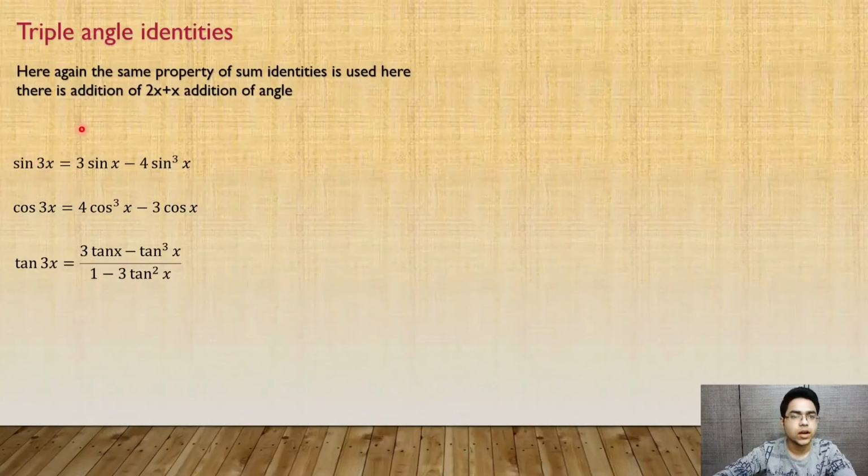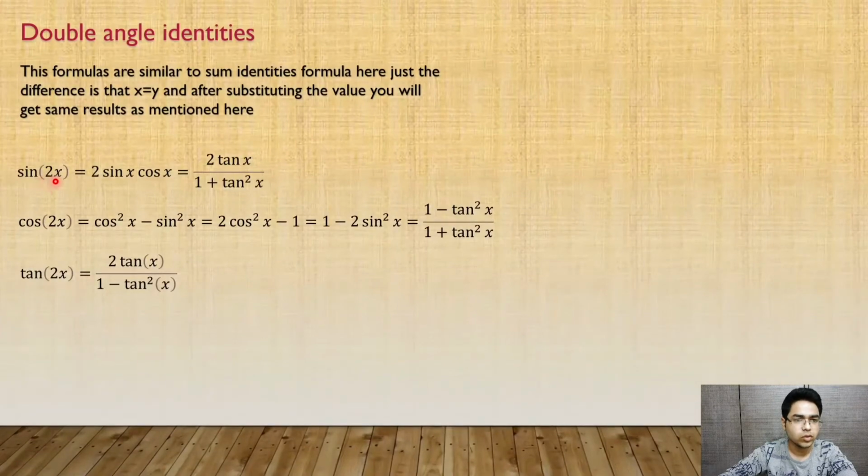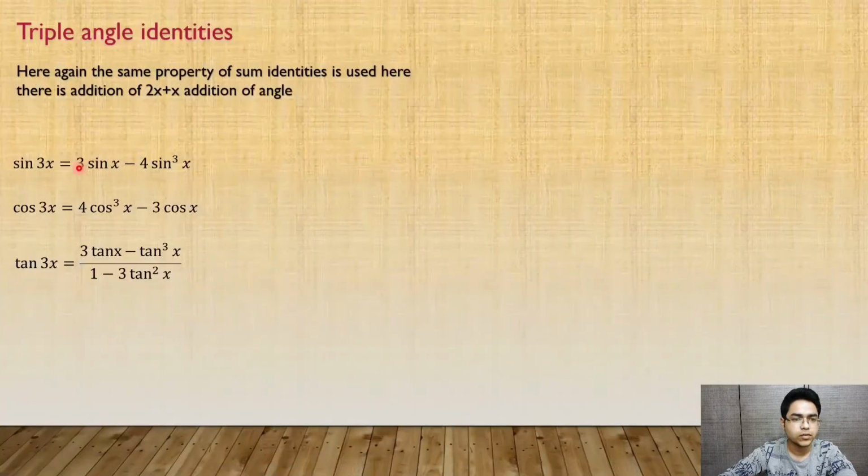Now we are moving to the next slide. Triple angle identities. Similar to the first identities, here we again do the addition of 2x plus x. We know the formulas of 2x, then adding 2x plus x, you will get the 3x formula. So sine of 3x will be equal to 3 sin x minus 4 sin cube x, and further cos 3x is equal to 4 cos cube x minus 3 cos x, and further tan 3x is equal to 3 tan x minus tan cube x divided by 1 minus 3 tan square x. Here we will be seeing further.